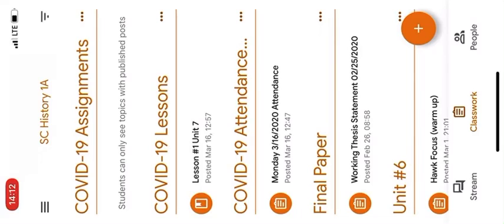Then you'll see the lesson. The lesson's where you'll get my video and my presentation and the PowerPoints. And then in COVID-19 assignments is where you'll do the work for each day, and they'll have a due date and a due time posted on there.